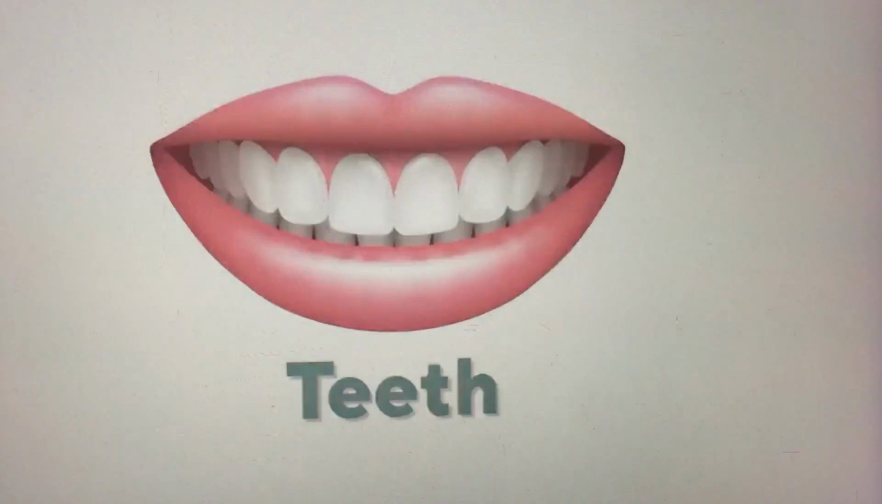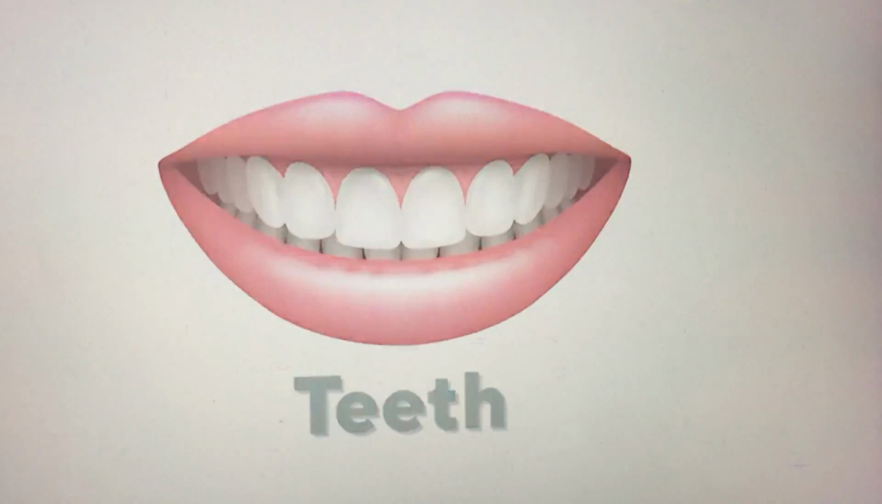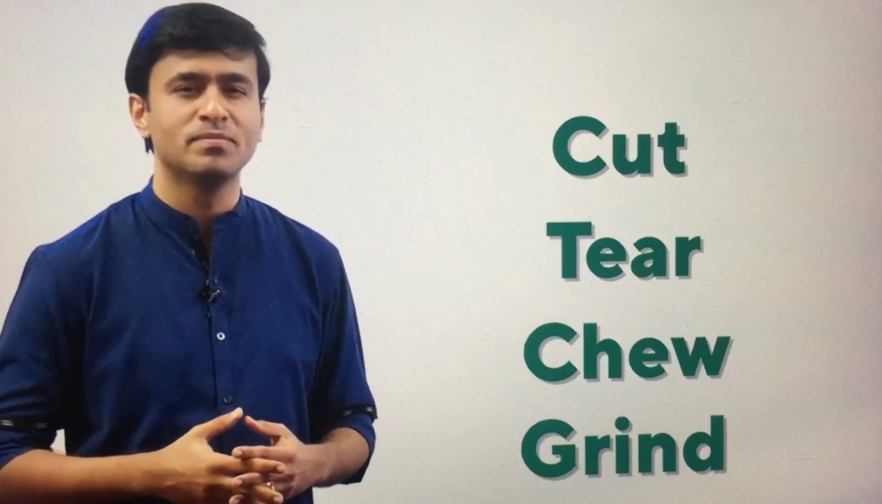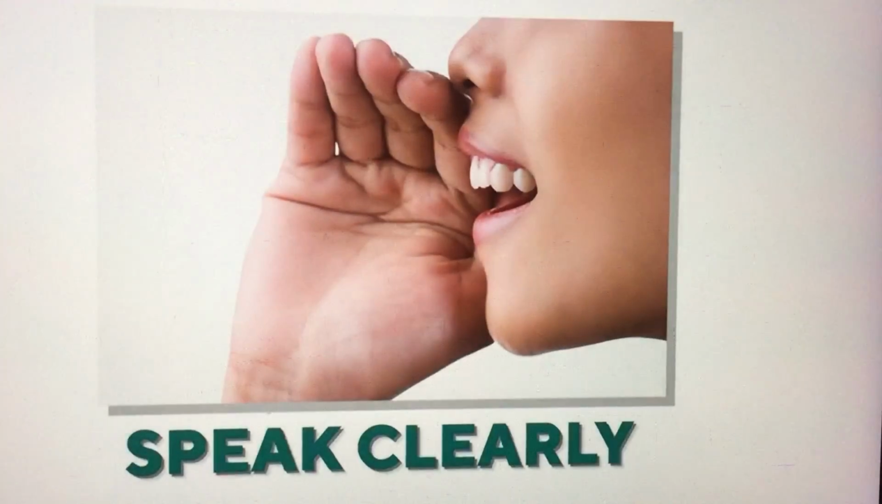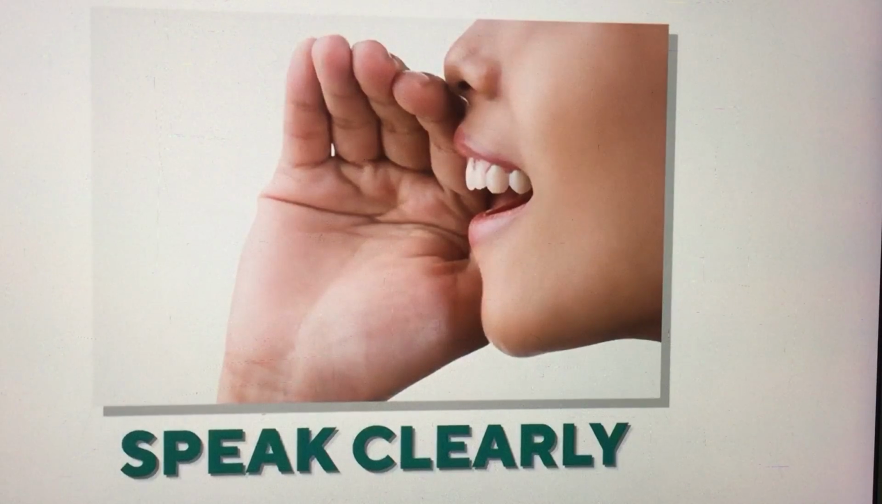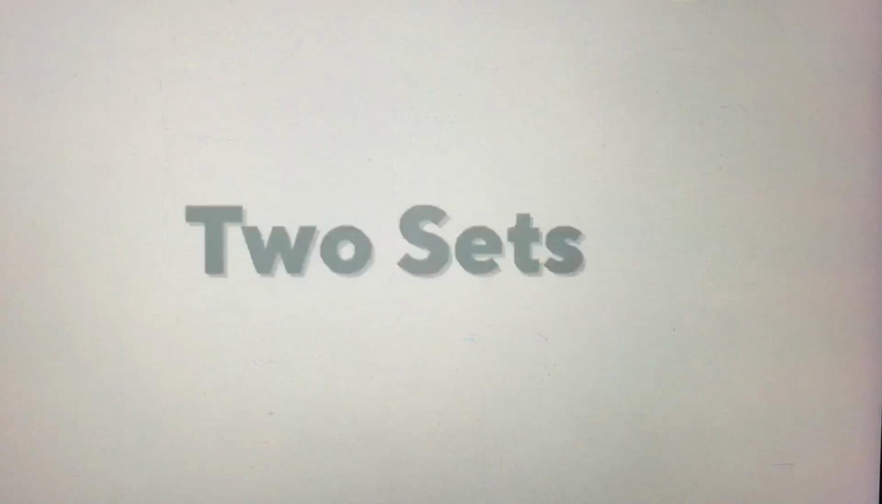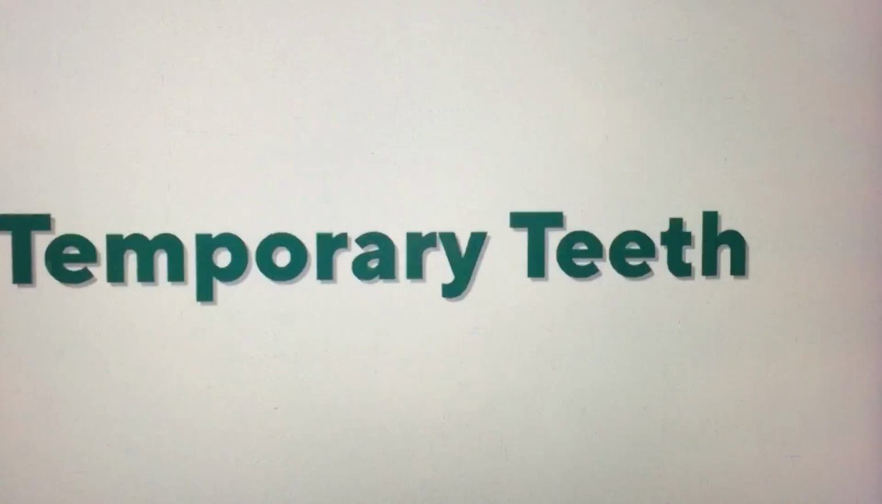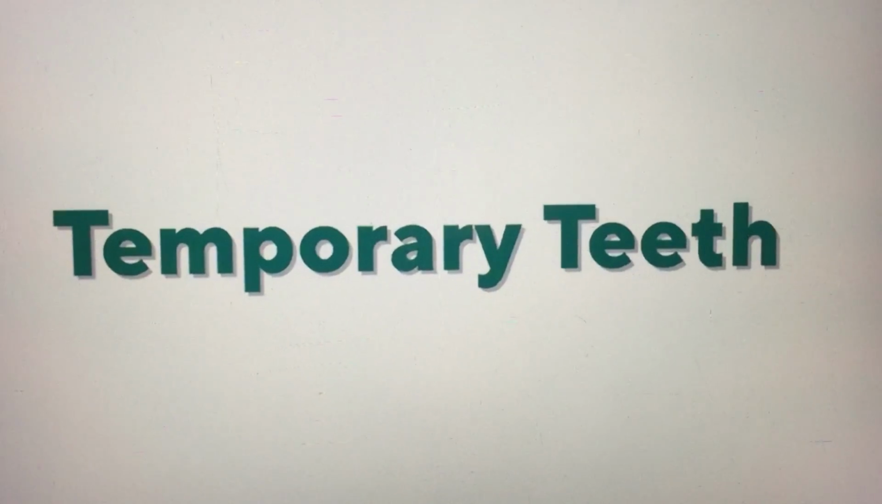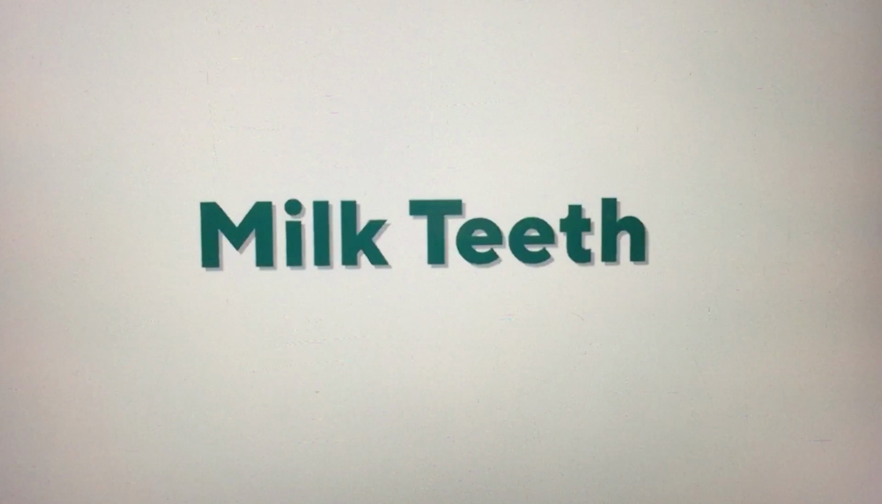Let's talk about our teeth. Our teeth help us to cut, tear, chew, and grind our food. Teeth is what gives shape to our face. We are able to speak clearly because of our teeth. Humans have 2 sets of teeth, temporary and permanent. The temporary teeth are also called milk teeth.